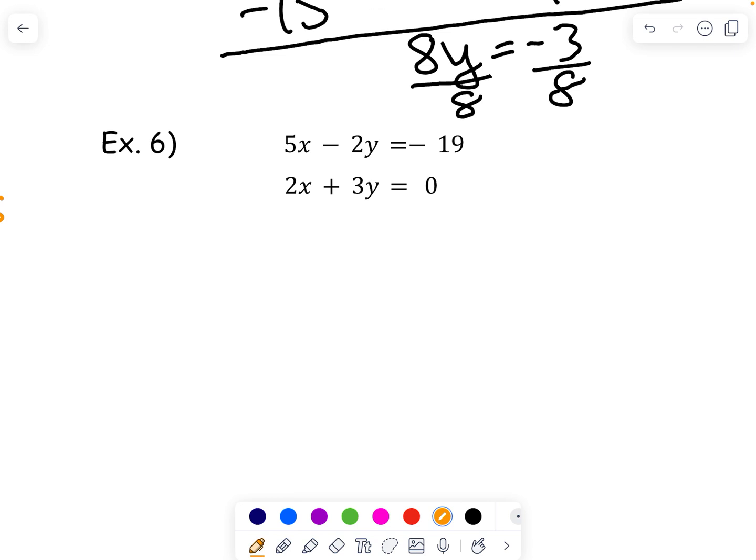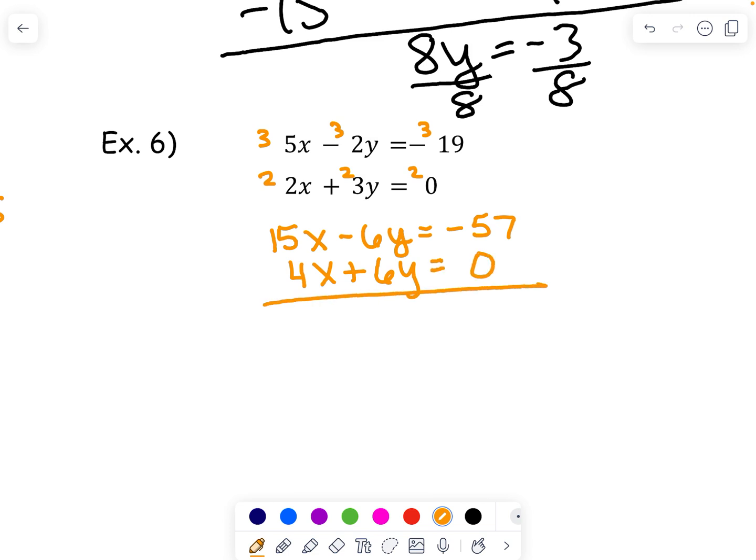Well, there's that negative 2 and 3 again. You know what? When I see a problem and one of the variables has a negative and a positive, I usually try to get rid of that one because I don't want to mess around with negatives. Because I never subtract, I always multiply by negatives. So 15x minus 6y is equal to negative 57. And then 4x plus 6y is equal to 0.